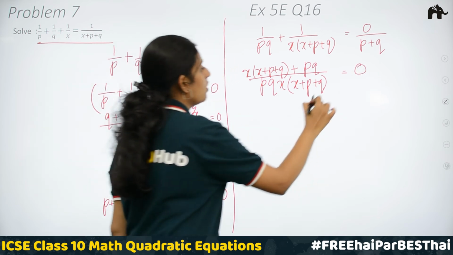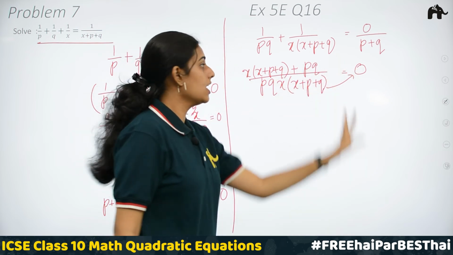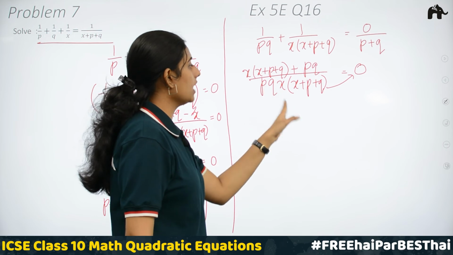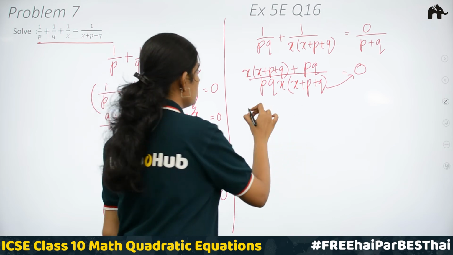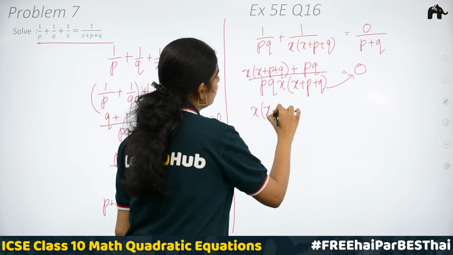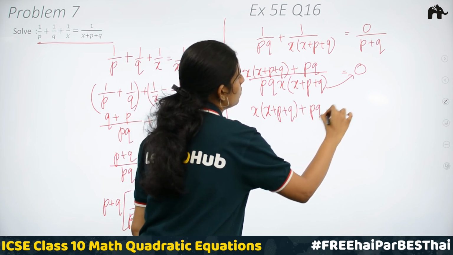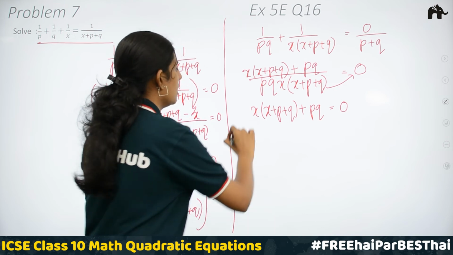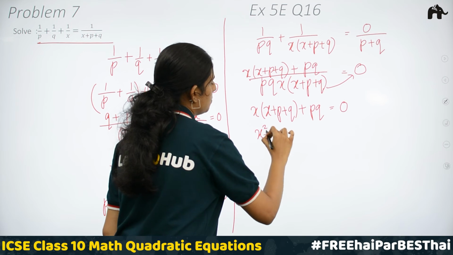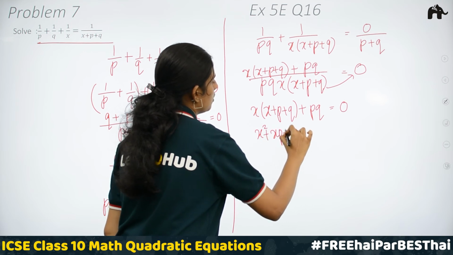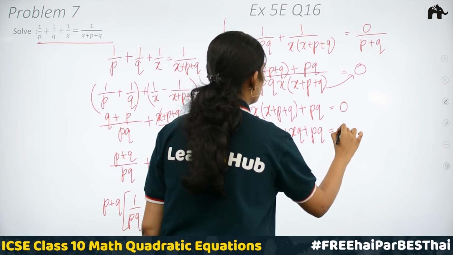Okay. Now, what happens when I take these terms in the denominator to the opposite side? 0 into PQX into X plus P plus Q, that is again equal to 0. We get X into X plus P plus Q plus PQ is equal to 0. Now, removing brackets by multiplication, it becomes X square plus XP plus XQ plus PQ is equal to 0.